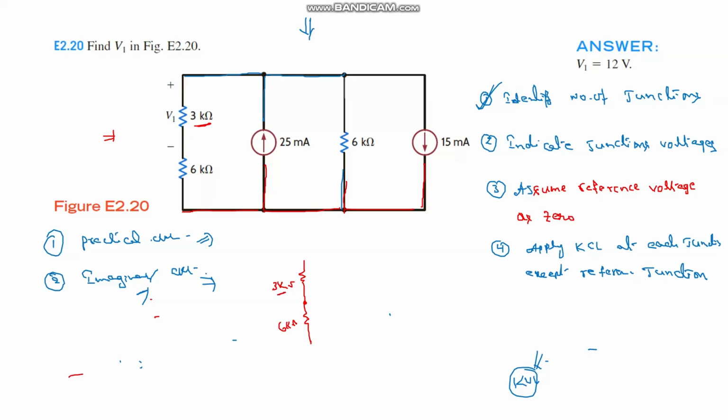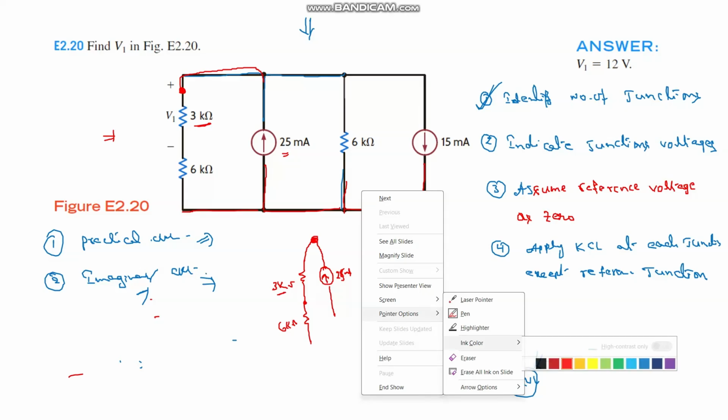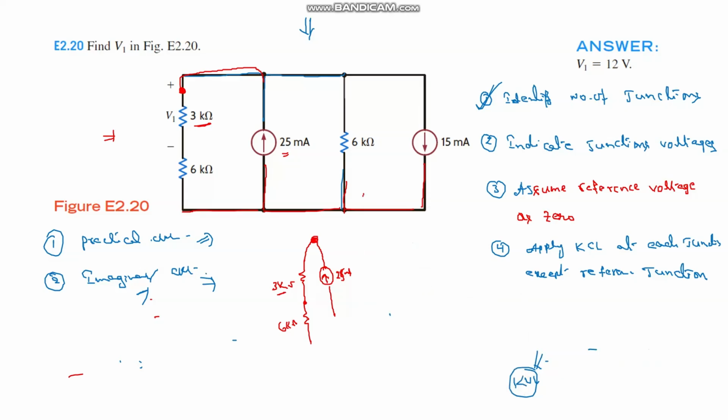Then the first terminal of the 3 kilo ohm resistance is connected to one current source, that is nothing but 25 milliamps. The current direction is upward, like this, 25 milliamps. Again, that same point where the 3 kilo ohm and 25 milliamps are connected together is connected to another 6 kilo ohm resistance.